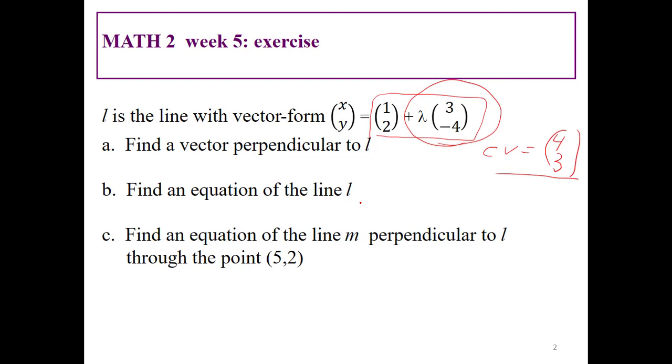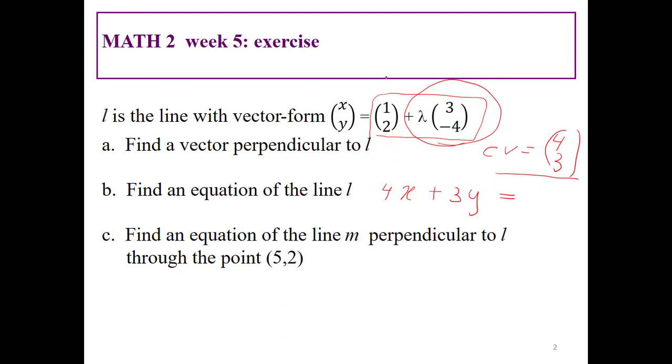Find an equation of the line L. In fact, we have already done half the work, because this 4 should be in front of the x, the 3 should be in front of the y, so the equation would be 4x + 3y = something. So the only thing we still need to find out is what is the value here. Okay, so we just fill in one point on the line.